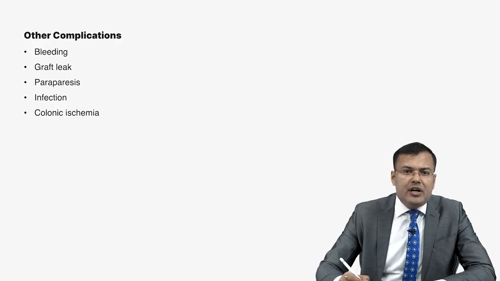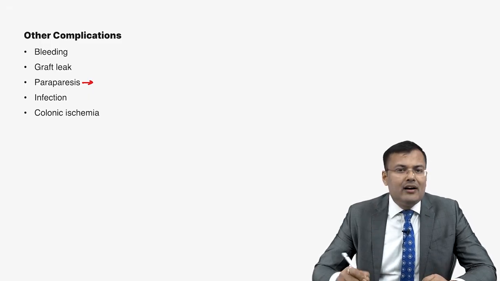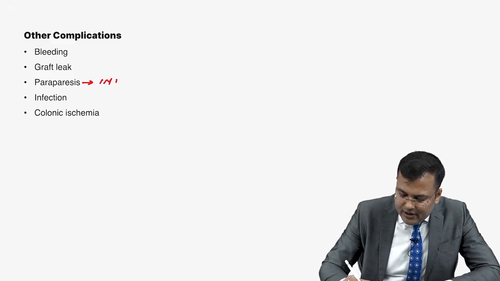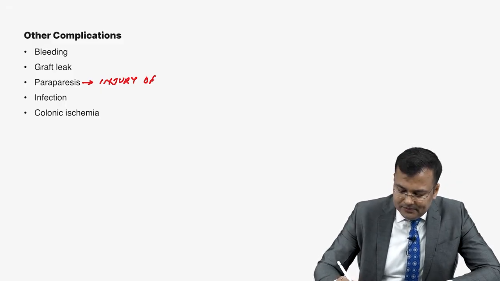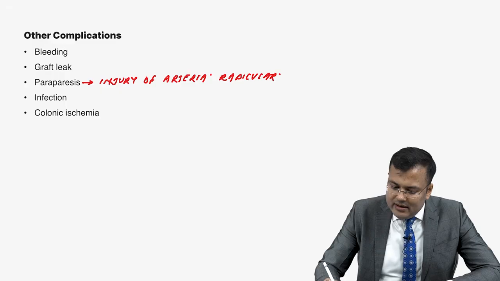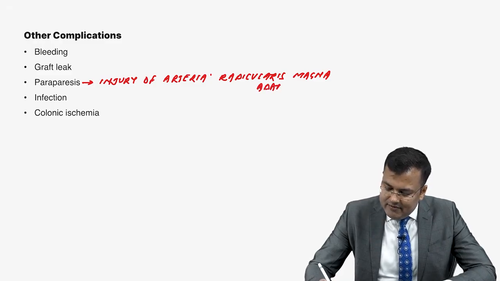It is because of injury of one artery. What's the name? Remember this name, arteria radicularis magna, also known as artery of Adamkiewicz. It is because of injury of arteria radicularis magna. Clear? So arteria radicularis magna. This is also known as artery of Adamkiewicz. Remember this.